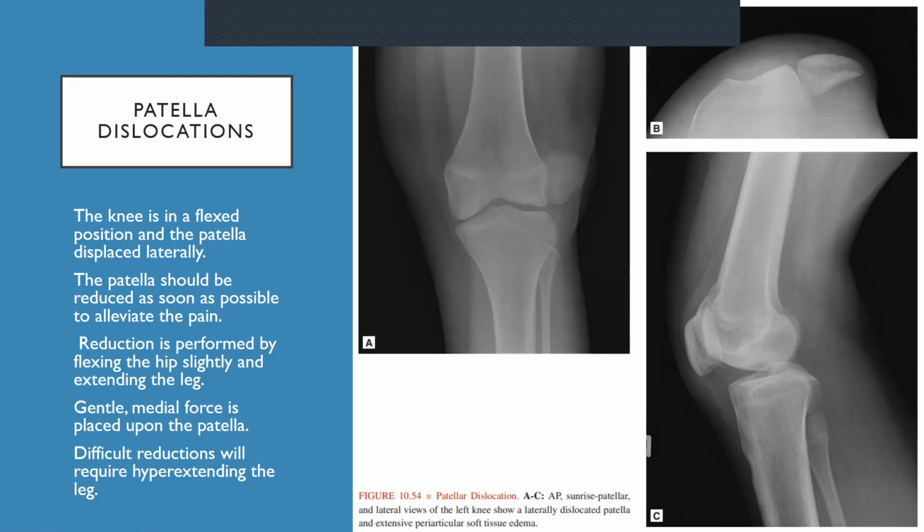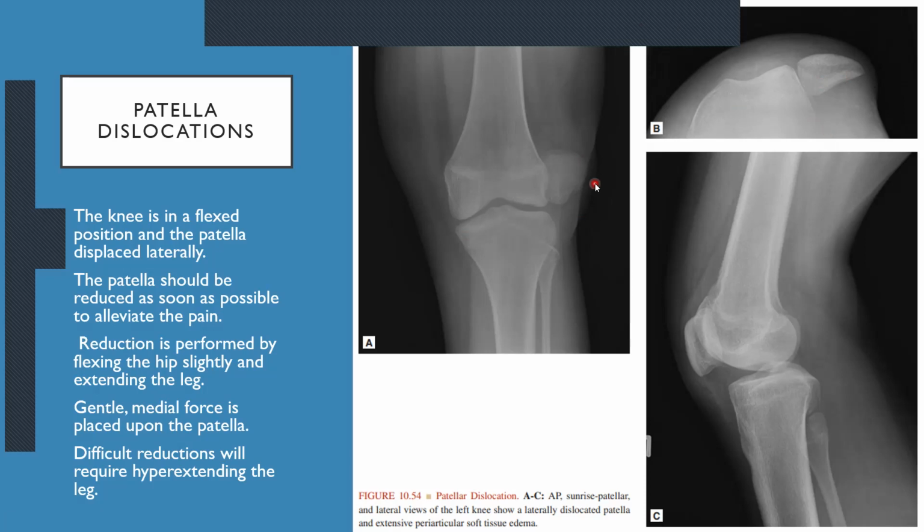And normally what happens is that you have one of two scenarios. The first one is a spontaneously relocating patella, and the other one is a dislocated patella that cannot spontaneously reduce. So if you get a patella that is dislocated, it's actually quite easy to see on X-ray.